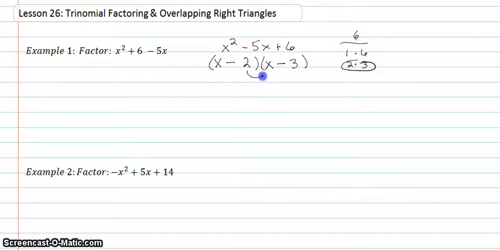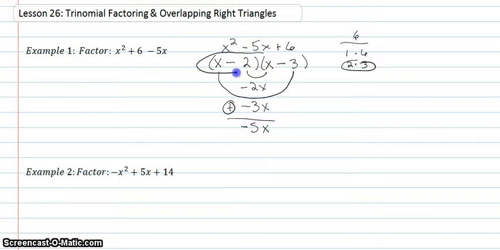Then we can check ourselves by multiplying out the middle, that's a negative 2x. And then the outside, it's a negative 3x. And adding those together, which is a negative 5x. So we have factored this correctly.